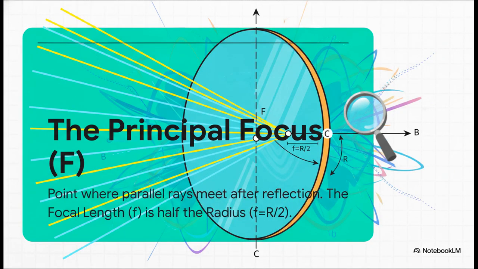Now this next point, the principal focus, or F, is absolutely critical. It's the mirror's sweet spot. It's the point that dictates how it messes with light. Its distance from the mirror is the focal length, f, and it's always half the radius of curvature. That relationship, f equals R over 2, is a golden rule here.